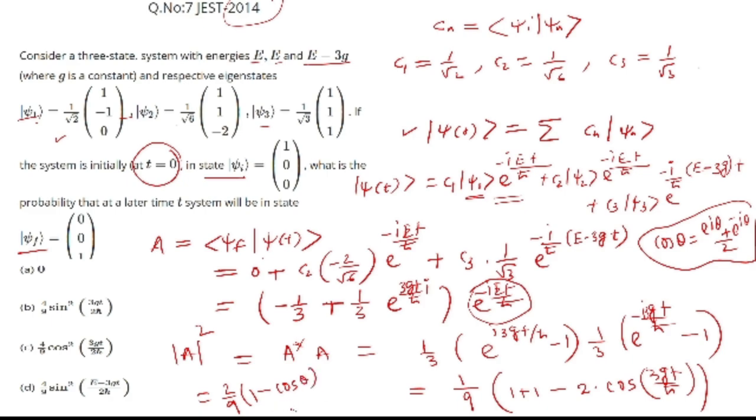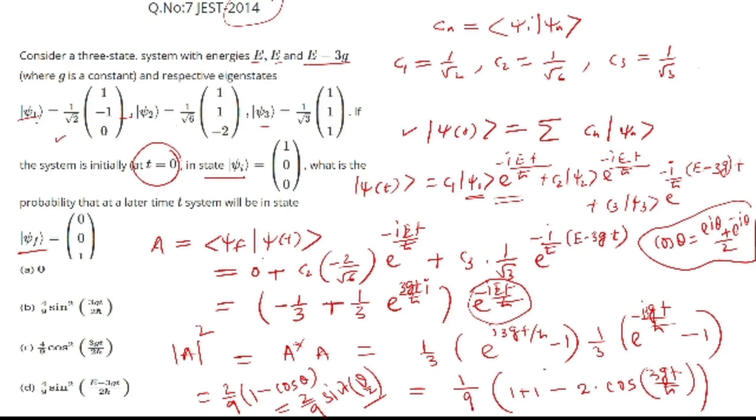So it gives what? It gives 2 cos square theta, and 2 sin square theta. That is, cos 2 theta is cos square theta minus sin square theta. So obviously 1 minus cos 2 theta will be 2 sin square theta. Okay, so here we get 2 by 9 sin square theta by 2. Now theta is what? Theta is 3gt by h cross. So it will be 2 by 9 sin square 3gt by 2 h cross.